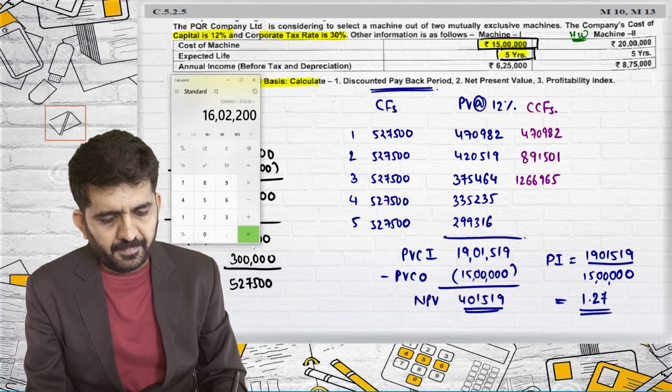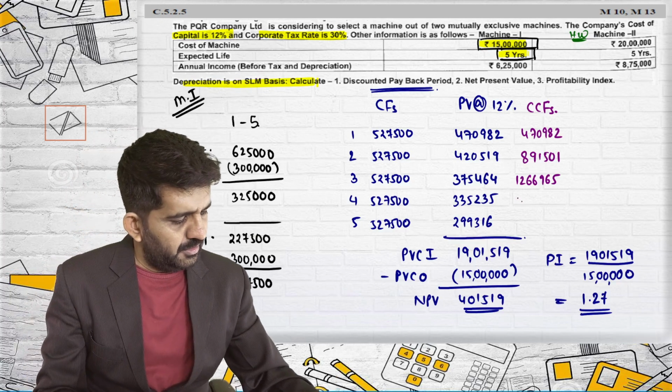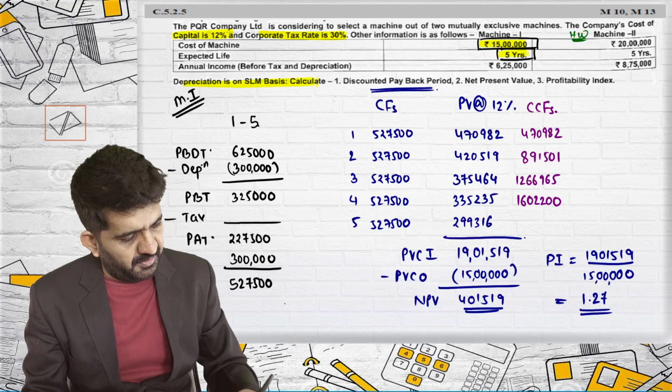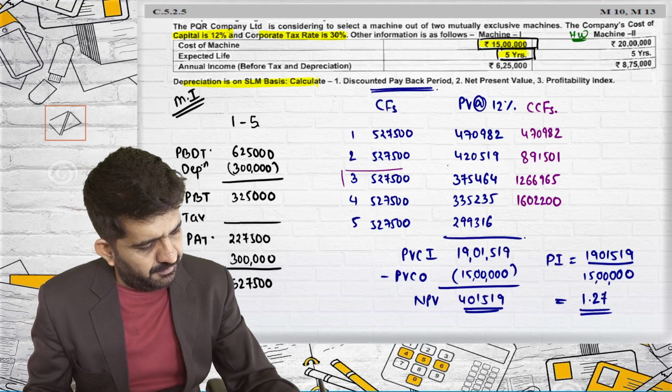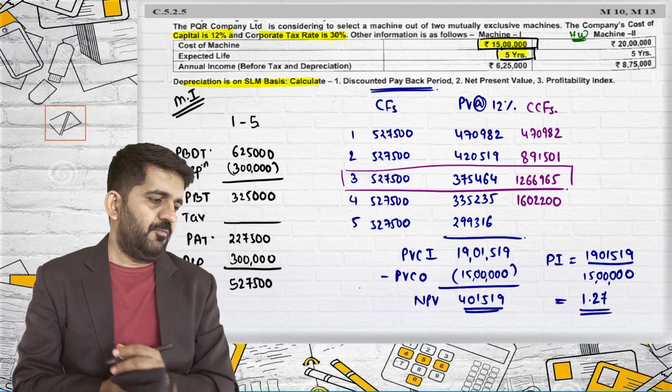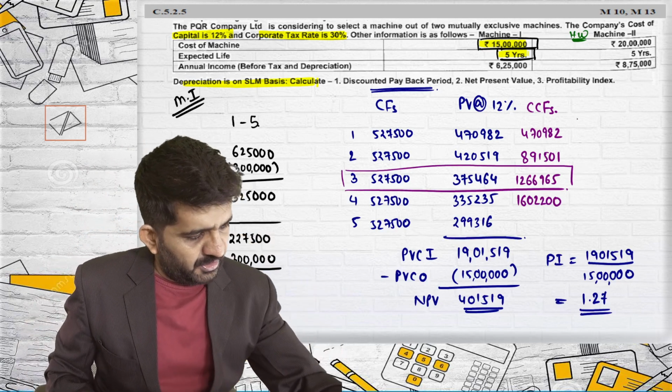335,235. 16 lakh 2,200. Fifth year cumulative cash flow will not be required. My base year will become third year. I will be using the formula for payback period and finding out the answer.